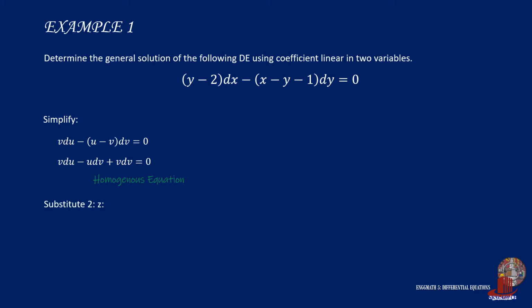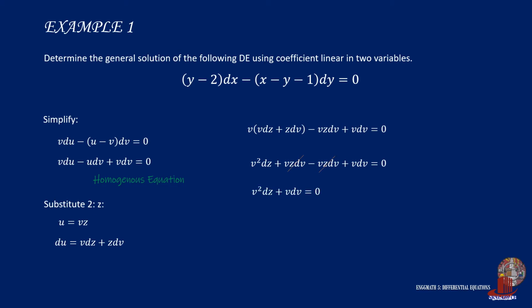Do the second substitution using the concept of homogeneous equations, where you choose a variable and equate it with the other variable multiplied by a new one. The derivative of the chosen variable u is du, and the derivative of v times z, using the product rule, will be v dz plus z dv. Plug these substitutions into the equation and expand to eliminate groupings. Cancel similar terms if possible to shorten the equation into v squared dz plus v dv is equal to 0.